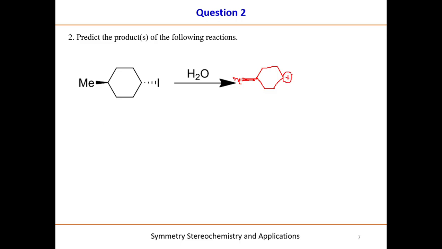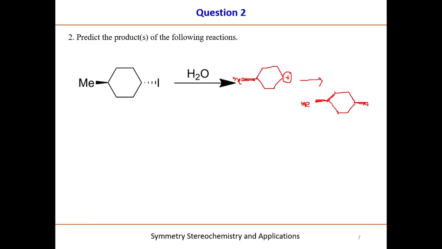So after the carbocation formation, what will happen? The nucleophile can attack from both sides, top as well as bottom, as both sides are available for the reaction. So we will get the racemic mixture. Racemic mixture. Correct.